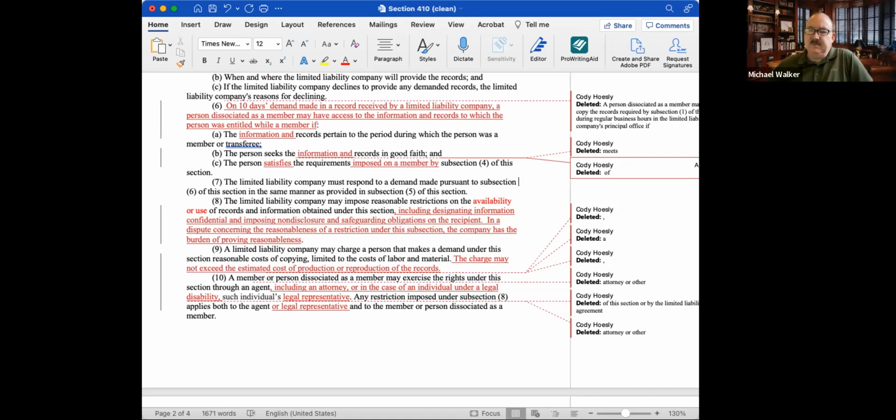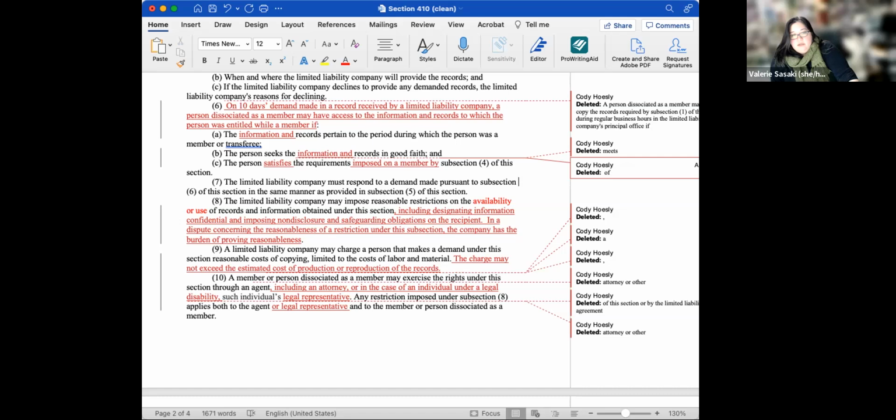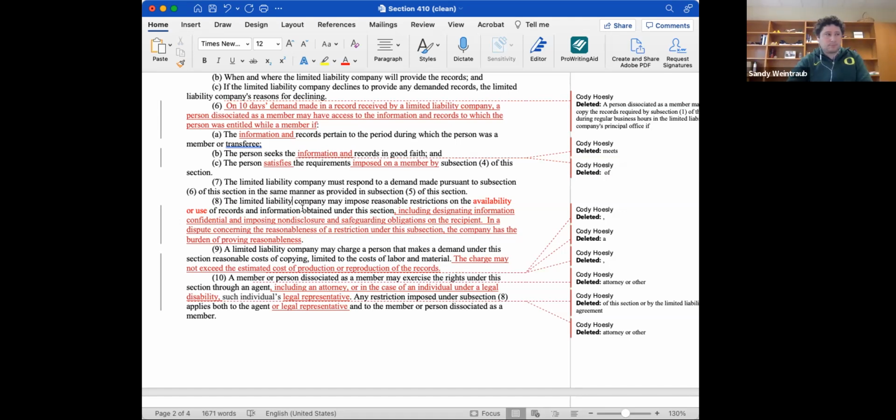Well, what if we, after limited liability company, comma, whether in its operating agreement or otherwise, comma, may impose reasonable restrictions on the availability or use of the information. Doesn't that resolve your concern? Yeah, so in section 8, what Cody's saying is add, so it starts limited liability company, comma, in its operating agreement or otherwise, comma. Does this address your concern, Michael?